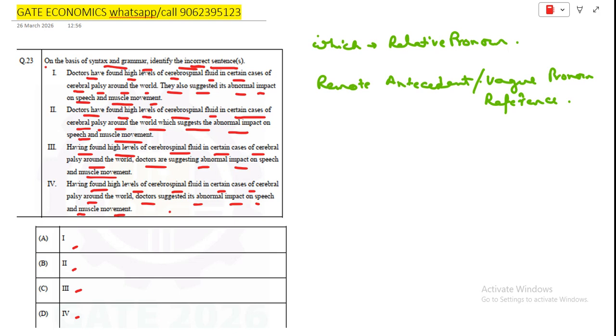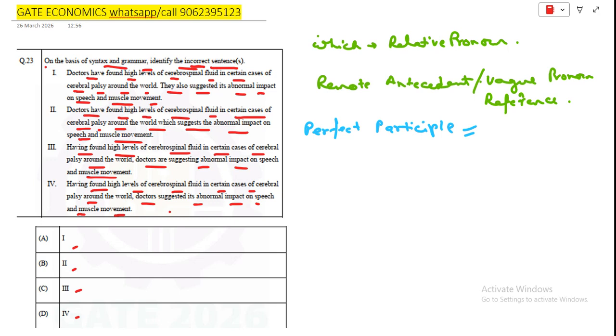Okay, now let's look at statement number 3 and statement number 4. They start with having found. Now this is a what? This is a perfect participle. Okay, it means action A, like finding the fluid, happened before action B, that is suggesting the impact. Now in sentence 3, having found, doctors are suggesting. Perfectly fine. Past action leads to a present suggestion, right? Now in statement number 4, having found, doctors suggested. It's also fine. Past action leads to a past suggestion.